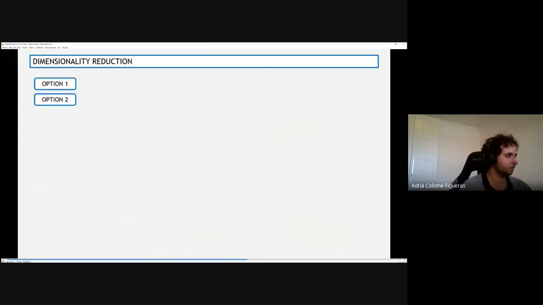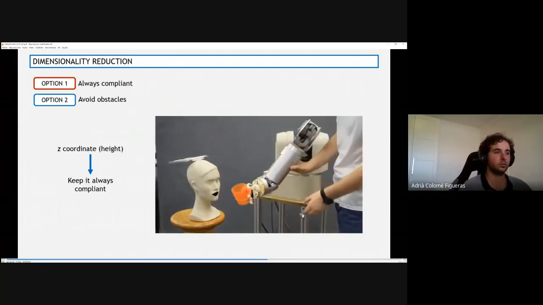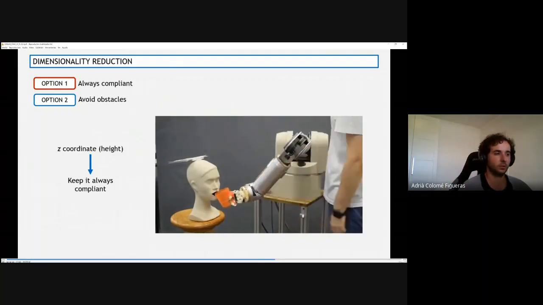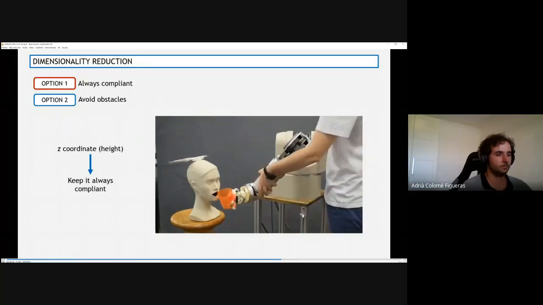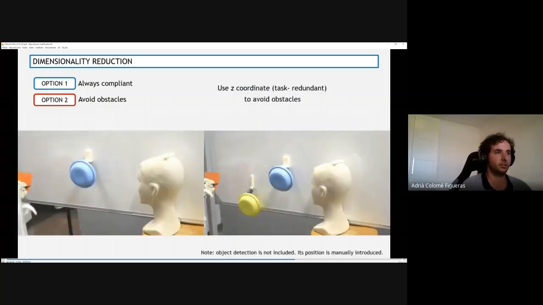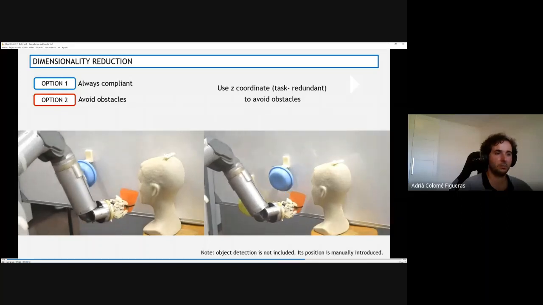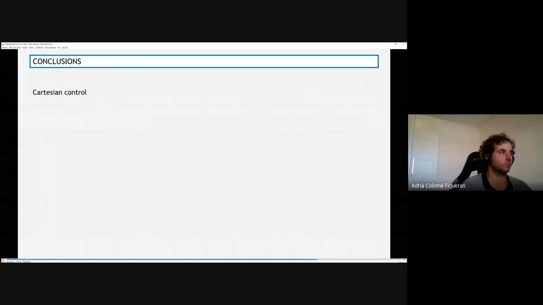And this is what we did here. So if we are always compliant, for example, here we left the Z component very compliant, so the robot is doing its motion, but we can perturb it while it's moving. Or we can use it, for example, in this case, the Z component, which was not very relevant to the task. We can use it for avoiding obstacles. So basically, here you see how the robot, knowing the position of the obstacles, is capable of avoiding them very easily just by doing this null space control.